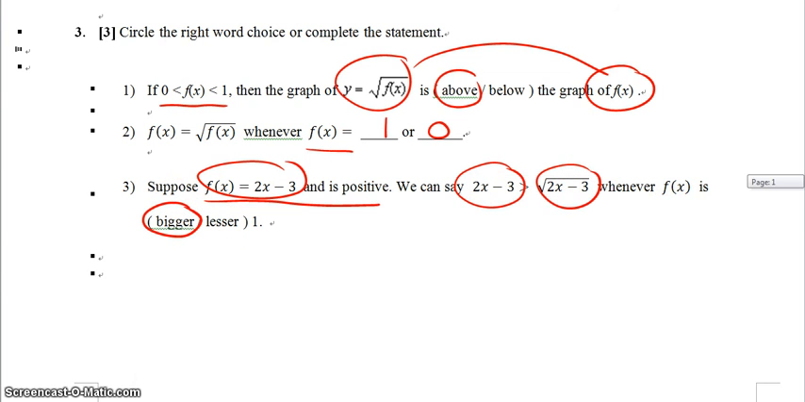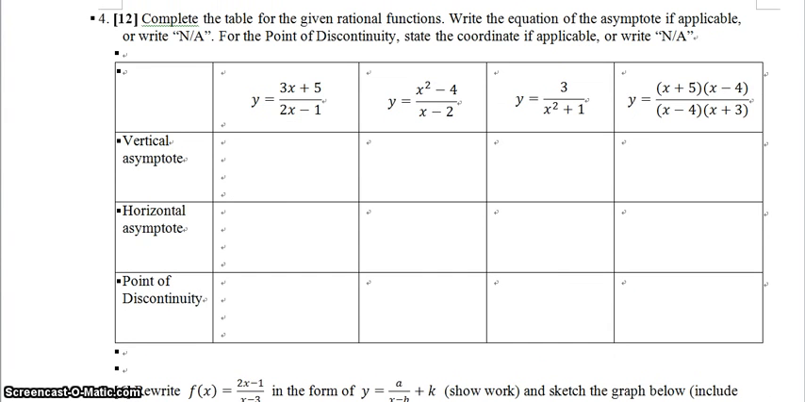Okay? All right, next page. Look at this table. Now we're working on rational functions. Write the equation of asymptotes if applicable, or write NA.